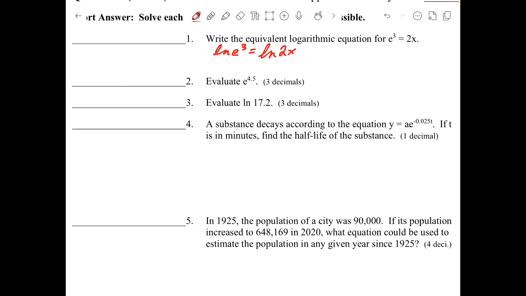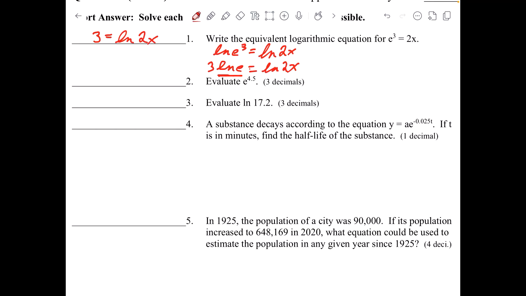Then using my power property, I can bring the 3 out in front of the natural log. And the natural log of e, this portion right here, is equal to 1. Therefore, my final answer can simply be 3 is equal to the natural log of 2x.